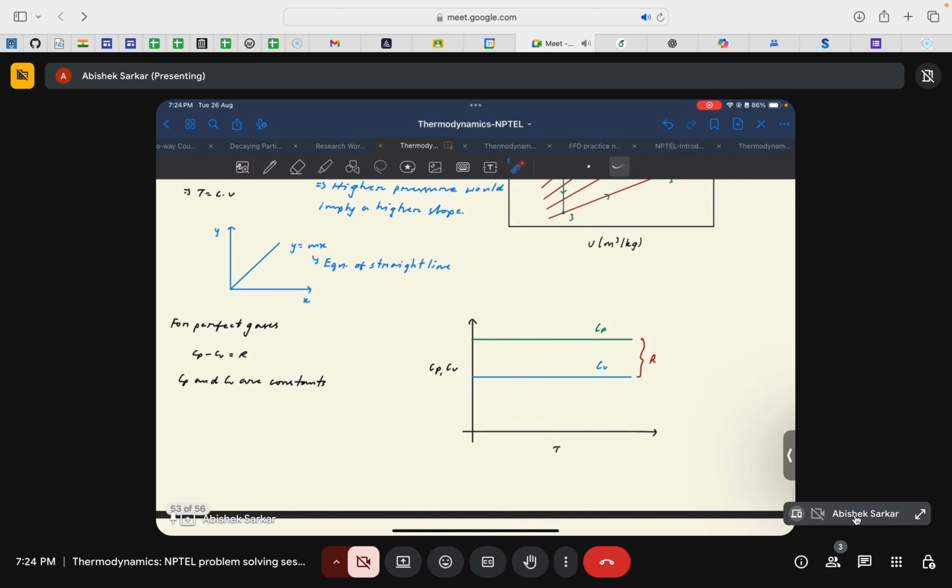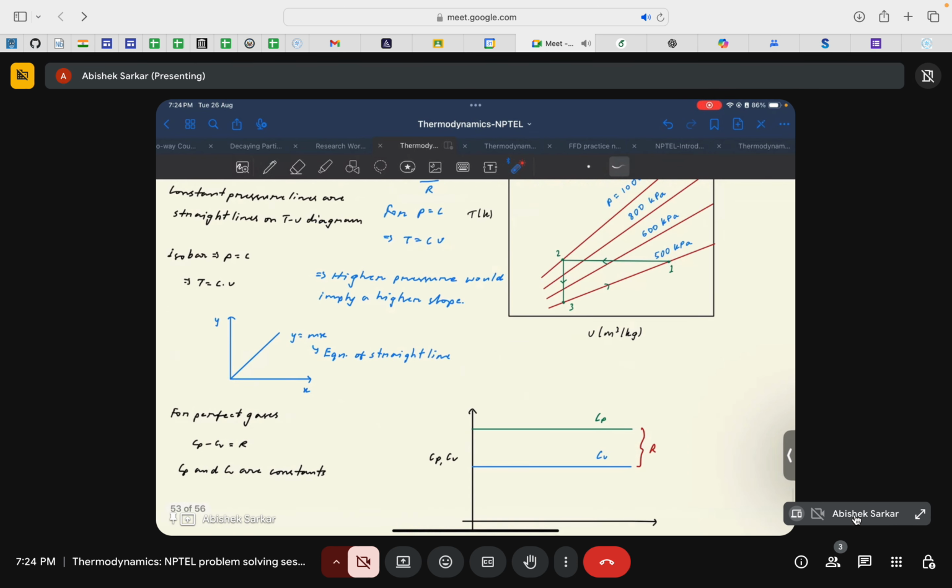These are very simple concepts, but they may come as 1 mark questions in your assignments, exams, or other competitive exams. Someone may ask: what is the characteristic of isobars in a TV plot? These are straight lines where the slope varies with the value of the pressure.